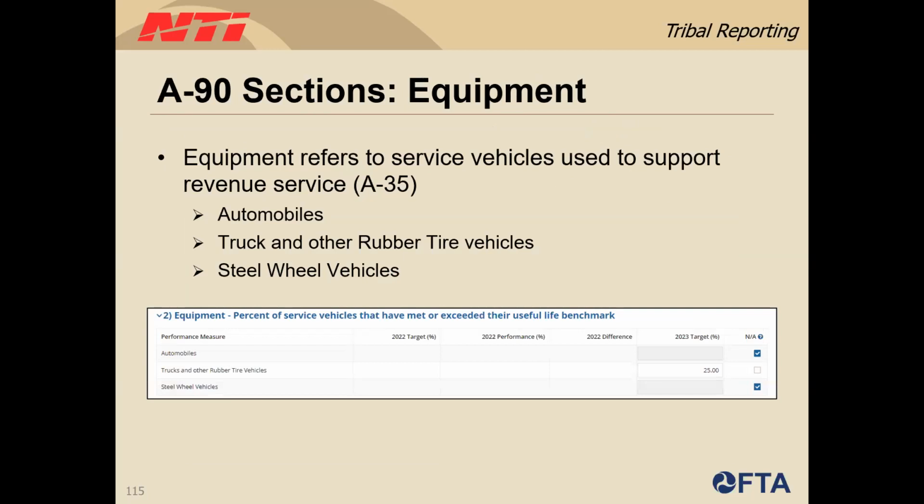The second section is equipment, which refers to the service vehicles you report in the A35 form. This section reflects the 3 vehicle types represented in the A35 form, which we discussed a moment ago, which are automobiles, trucks and other rubber-tired vehicles, and steel wheel vehicles. You should complete this section in the same way that you complete the rolling stock section, either report a target for next year or select the NA checkbox.